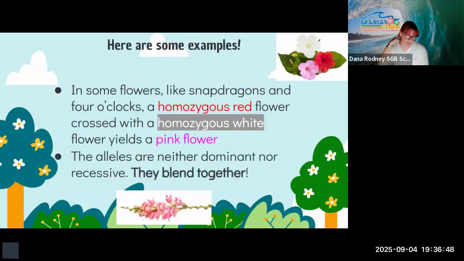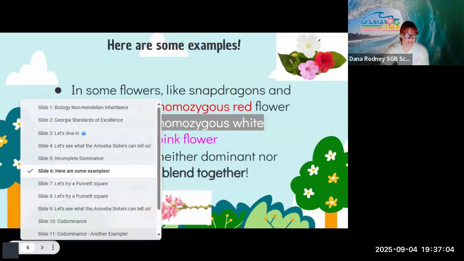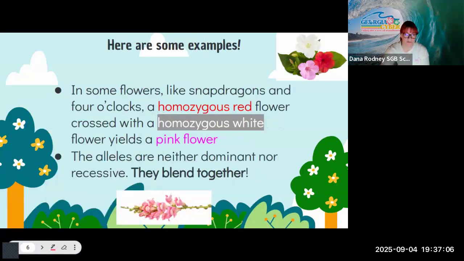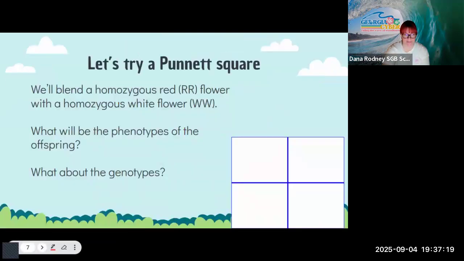Some other examples, there's another flower called the four o'clocks. In addition to the snapdragons, they have either a homozygous red or a homozygous white. The heterozygous will always yield a pink flower, just like you guys can see right up here, pink flower in the heterozygous. So neither allele is dominant. Neither allele is going to take over and be expressed. They're going to work together and blend together.